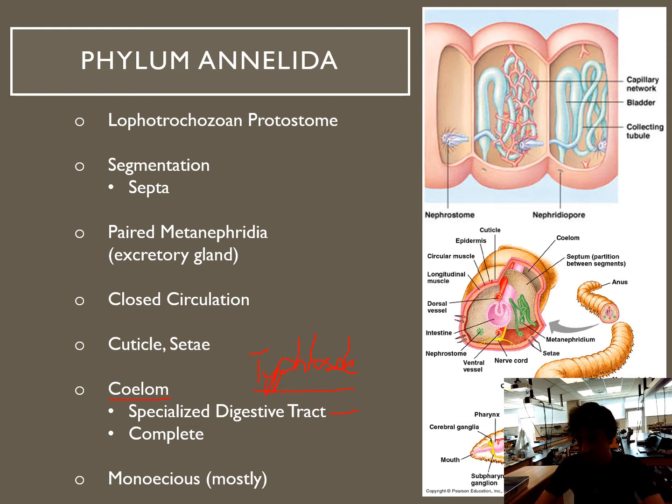But this structure that hangs down, it looks kind of like a tonsil right there. In this diagram, that's the typhlosole, and that's acting as a way to increase the surface area of this digestive tract. The more surface area you have, the more space your enzymes can work, and you can digest more food.